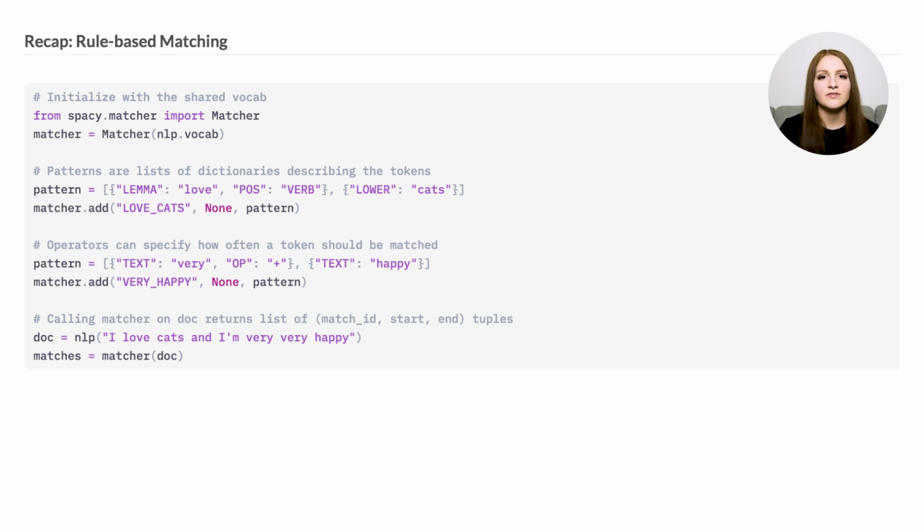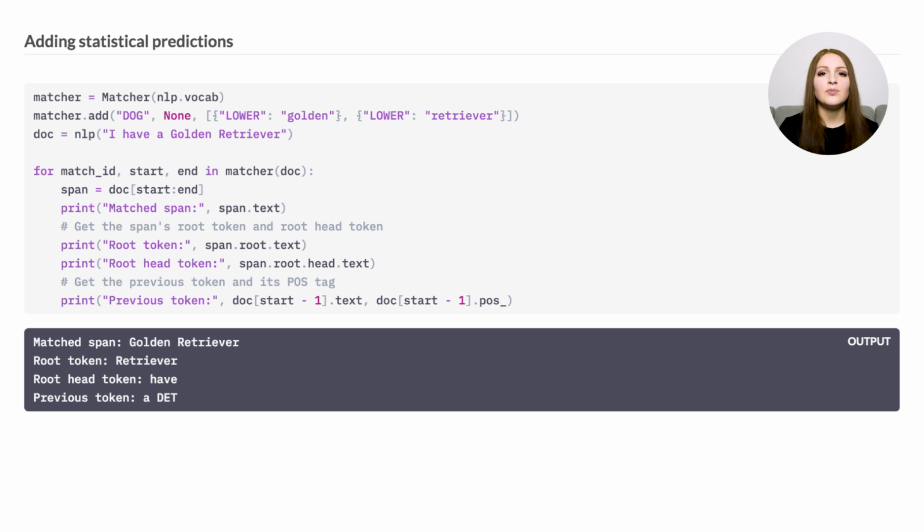Each match is a tuple consisting of an ID and the start and end token index in the document. Here's an example of a matcher rule for "golden retriever". If we iterate over the matches returned by the matcher, we can get the match ID and the start and end index of the matched span. We can then find out more about it. Span objects give us access to the original document and all other token attributes and linguistic features predicted by the model. For example, we can get the span's root token. If the span consists of more than one token, this will be the token that decides the category of the phrase. For example, the root of "golden retriever" is "retriever".